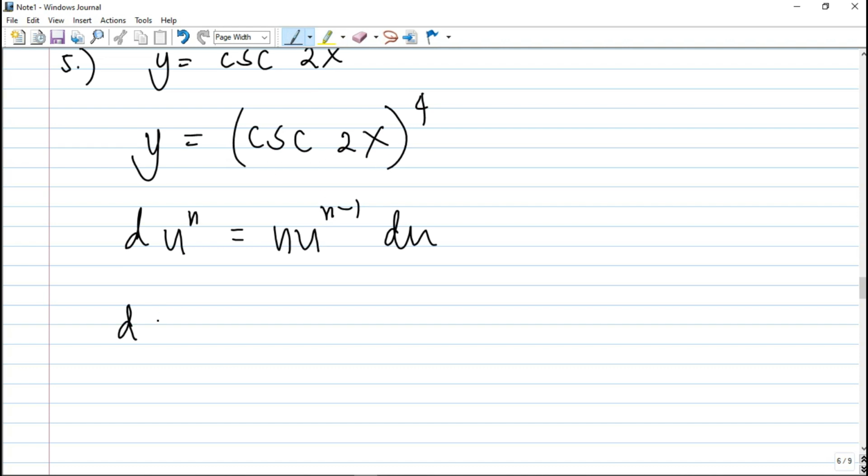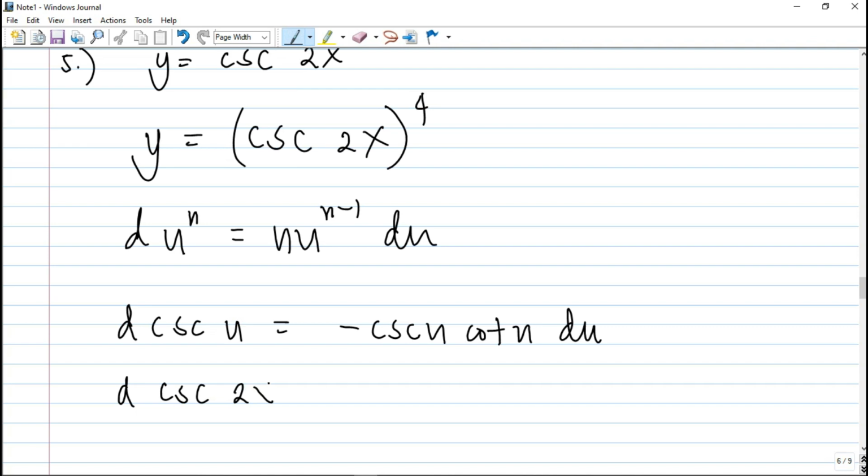So, the derivative of cosecant u is equal to negative cosecant u cotangent u, derivative of u. So, the derivative of cosecant 2x is equal to negative cosecant, so yung u niya here is 2x. So, cotangent u, u is 2x here. Then, derivative ng u, that is 2 dx.